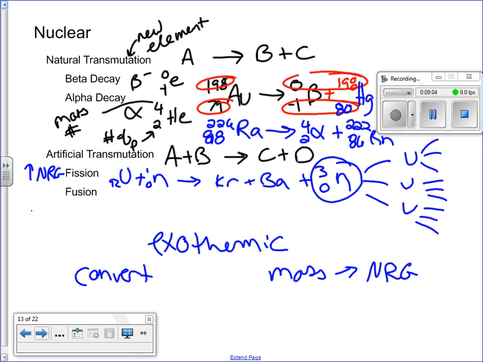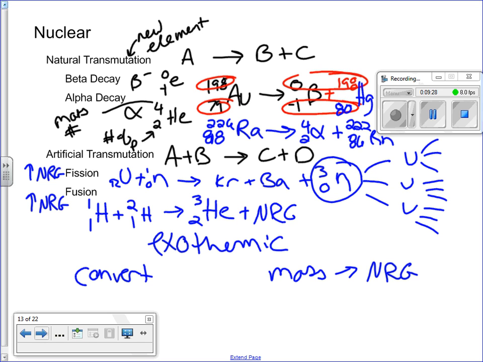But you also get lots and lots of energy from fusion. Fusion, you have only little baby light ones, like hydrogen, plus maybe a deuteron, which is hydrogen 2. You put them together, and you end up with helium 3. 2 plus 1 is 3 over 2. Plus crazy energy.